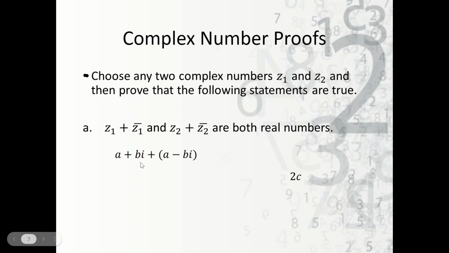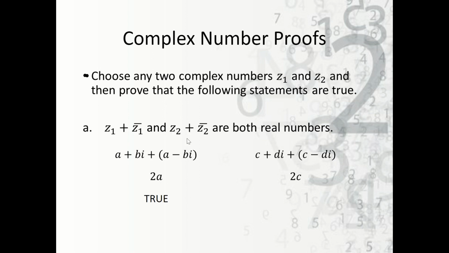So we have a plus bi plus a minus bi, right? Because all we're going to do is add the conjugates together. Well, we should notice that a plus a is left, and then we have bi minus bi, so those cancel each other out. So all we're left with is a plus a, which is 2a, and that is a real number because there's no i's left. So we were able to prove it that way. So that's true.